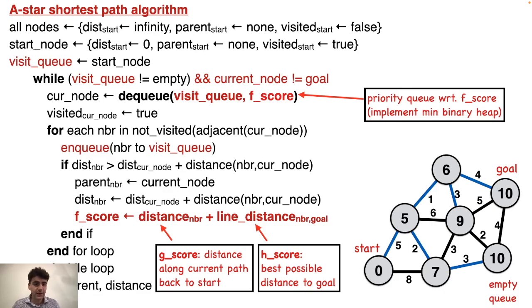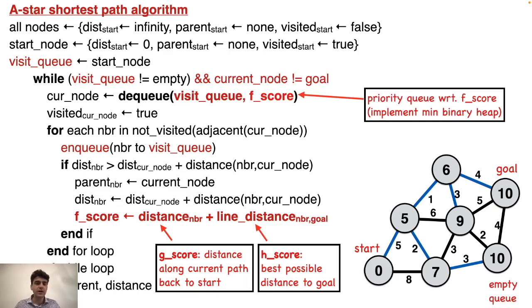You can see the calculation of the F score highlighted down below, where it incorporates not only the distance traveled along the current path back to the start, which is what Dijkstra's was relying on, but it also adds the line distance from the neighbor node to the goal node. This line distance is referred to as the H score. The distance along the current path of the neighbor node back to the start node is referred to as the G score. Together these form the F score.